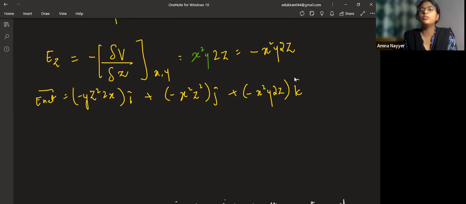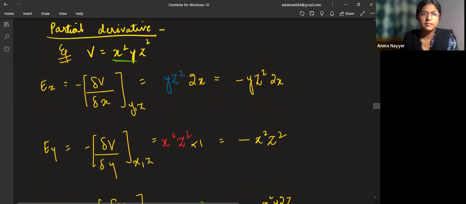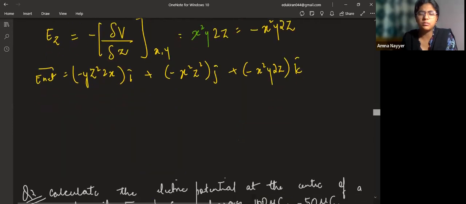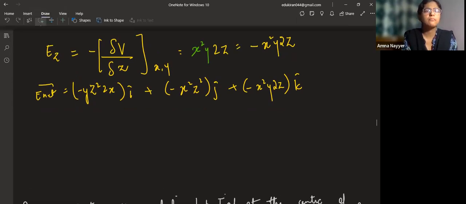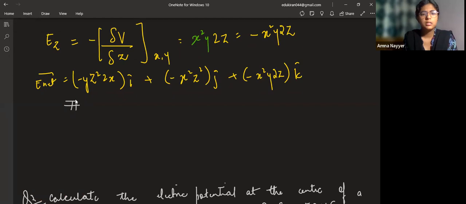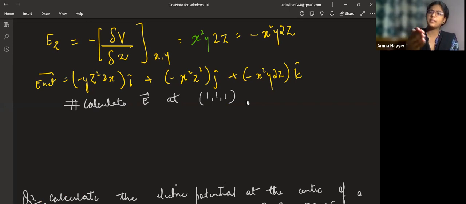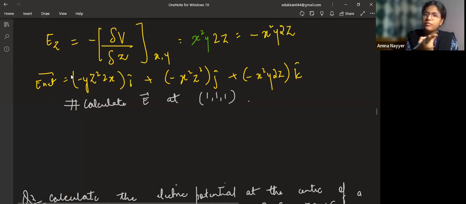For example, let me give you the values as well. Just do one thing, note it down till here. Or let me write it down. Suppose in this part only, I am giving you: calculate electric field at 1, 1, 1. So the x, y, z values are all given to you. So what you have to do is just put in the value of 1 in every term.